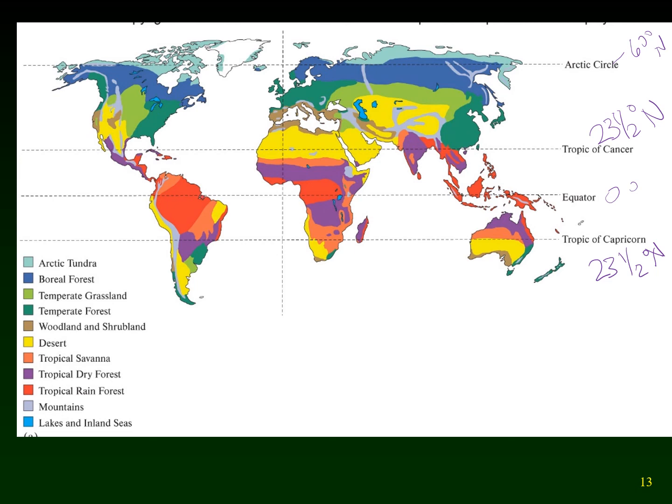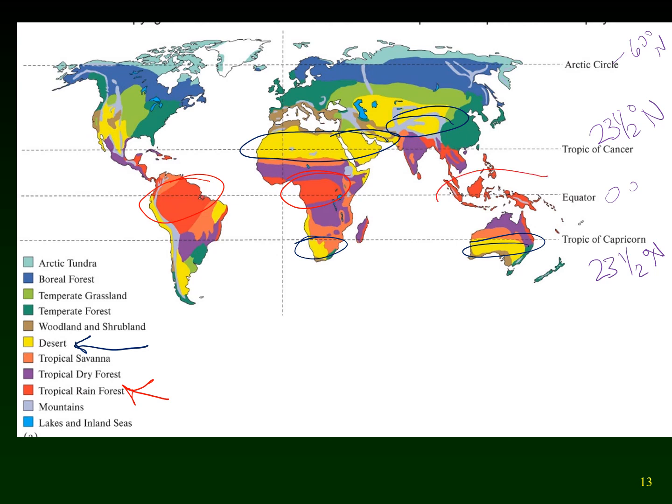But when we look at this and we look at the different biomes, we can take the desert biome, which is the bright yellow, and we can see a band of desert around 30 degrees north. There's deserts 30 degrees north and 30 degrees south, so that we can sort of start to see a pattern in these biomes. The tropical rainforest, which is red, we can see around the tropics. We've got the tropical rainforest in South America, we've got the tropical rainforest in Africa, and then we have the tropical rainforest in Southeast Asia.